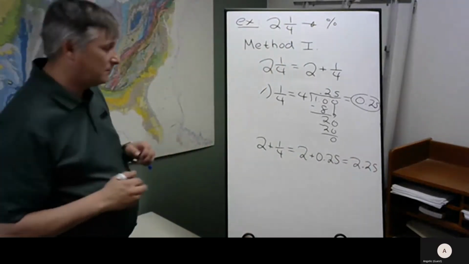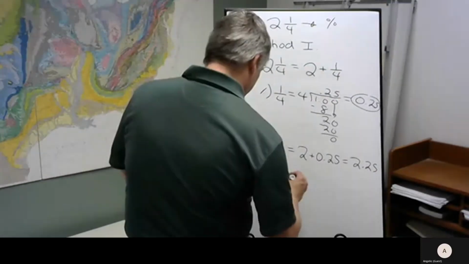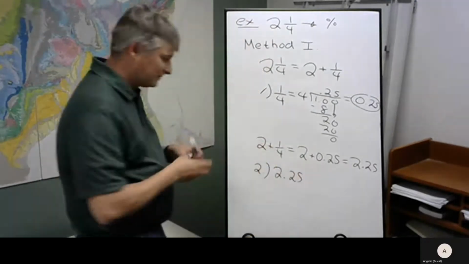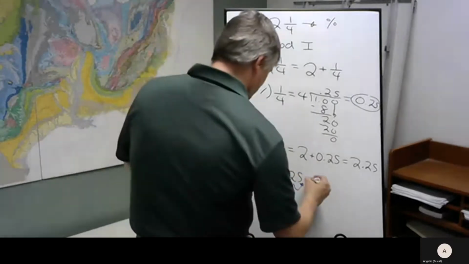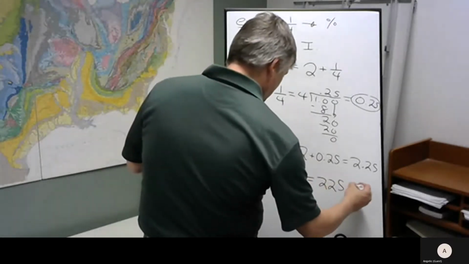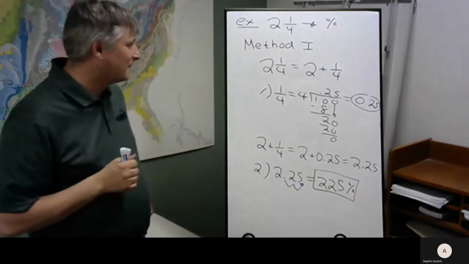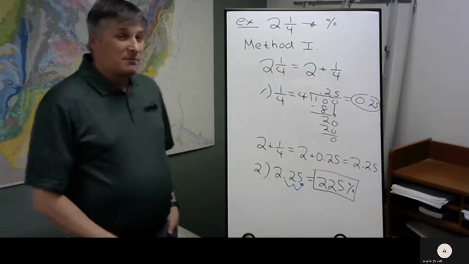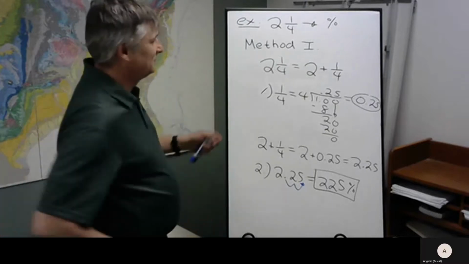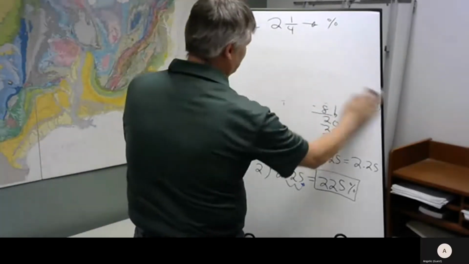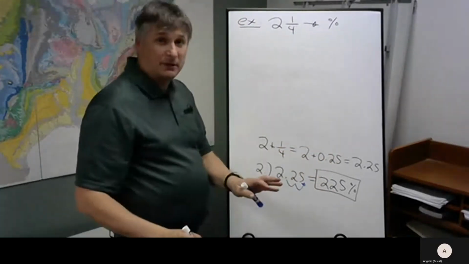So now we get to step 2. Now we move that decimal point. So this is a decimal number. We go 2 spaces to the right. We get 225%. So that's the first method of doing this. Now let me show you the second. If I'm going too fast, let me know.